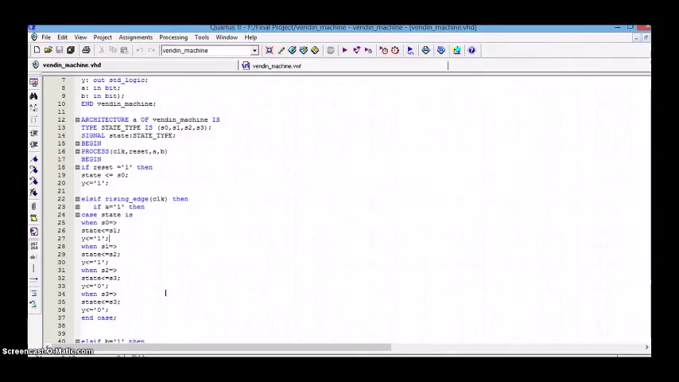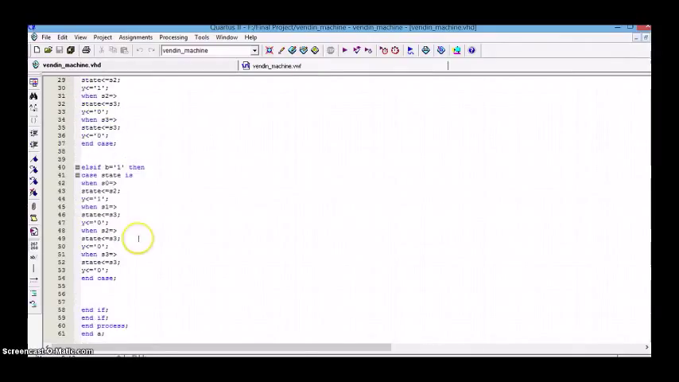For B, as you can see here, every time you put in a coin, it jumps by 2 states, because 10 cents is equal to 2 times 5 cents. So from state 0, it jumps to state 2, and then because state 3 is the maximum, it will stay at state 3 no matter how much more you put in. And at state 3, the drink will come out.